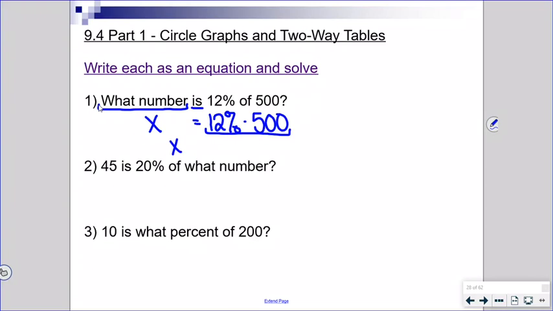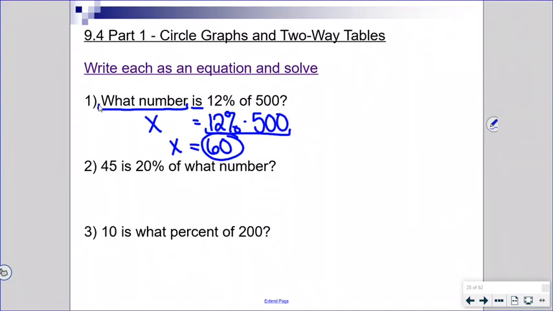So take a second, type that into your calculator, 12% times 500. Don't forget to hit the percent button. When you do, you should get 60. So what number is 12% of 500? 60 is. I don't have to circle X because X isn't the original problem. It's not like it says find X. It says what number is 12% of 500? Well, 60 is 12% of 500.